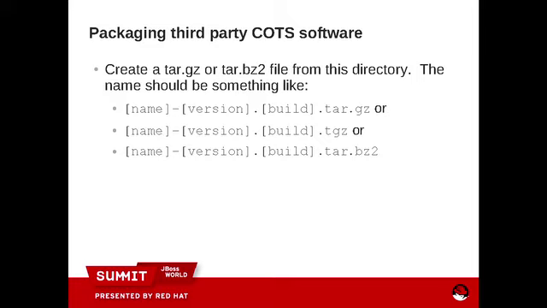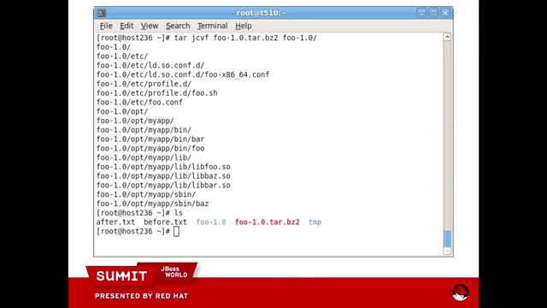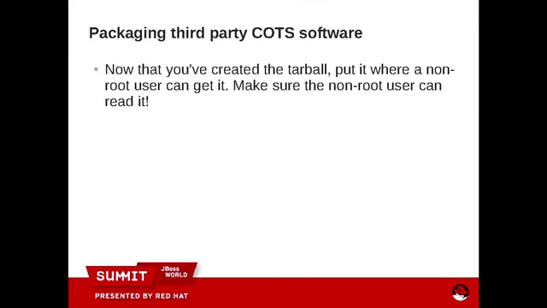Create a tarball, a tar.gz or a bz2 or whatever floats your boat from that directory, but use this syntax. Make sure that you use the syntax that has name, version, and build number with whatever the extension is. So I used bzip2, so tar jcvf against that directory, and it spits out foo-1.0.tar.bz2. That is now my source, even though it's not really source code, that's my source for my RPM. Put it someplace where a non-root user can get it, remember? Non-root to build RPMs. Don't build RPMs as root.